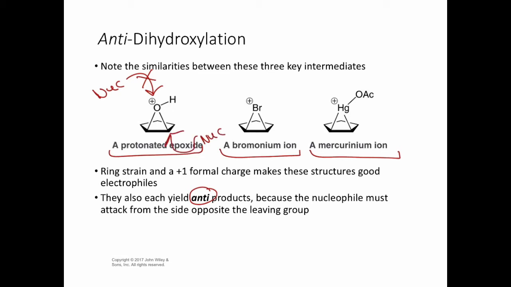And that has to do with sterics, but more importantly, there are orbital considerations that we haven't discussed yet, where there is an antibonding orbital that the nucleophile can only overlap with if it approaches from the opposite face. And we'll talk a little bit more about that when we get to substitution reactions in a later chapter.